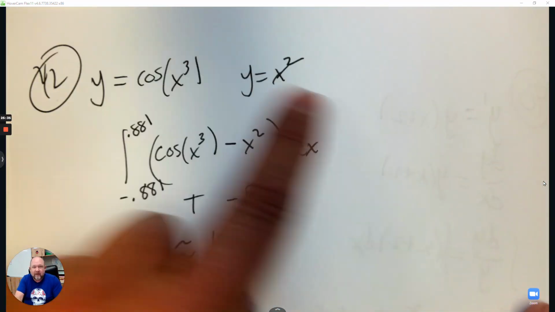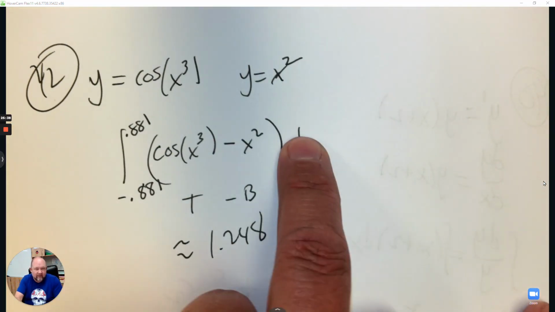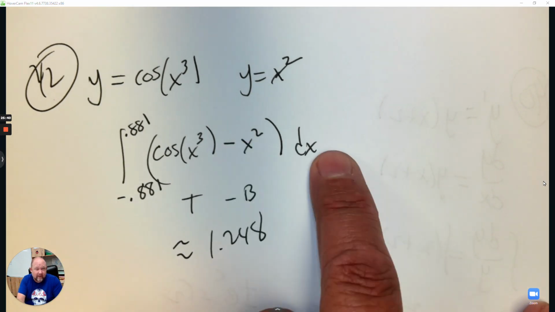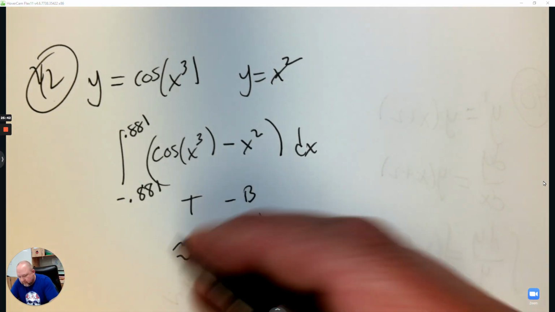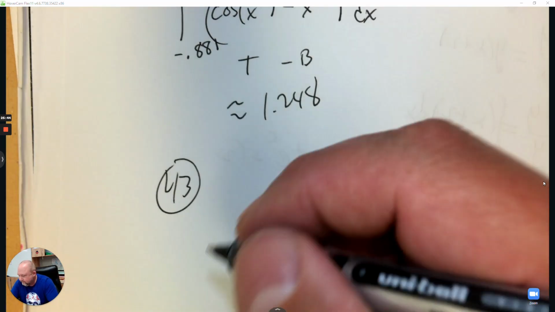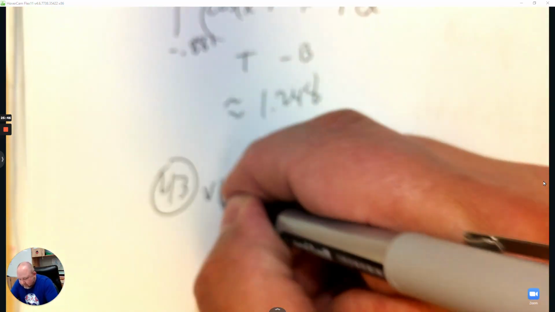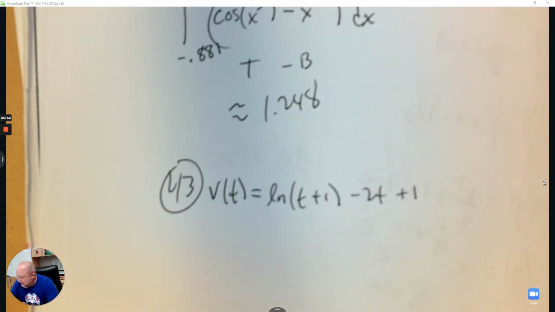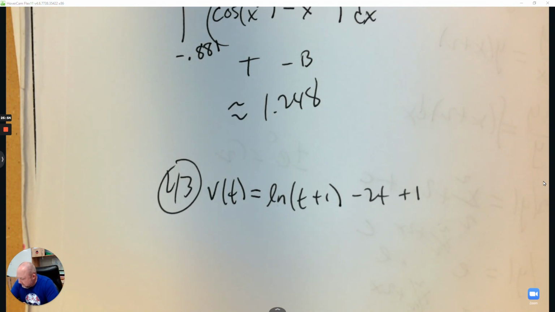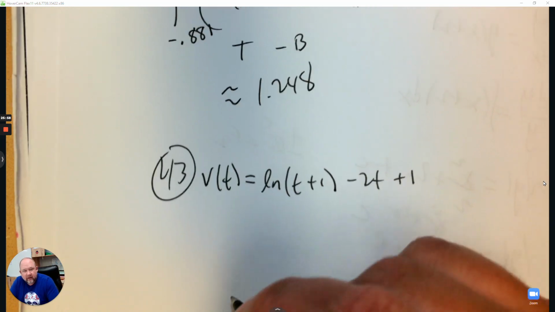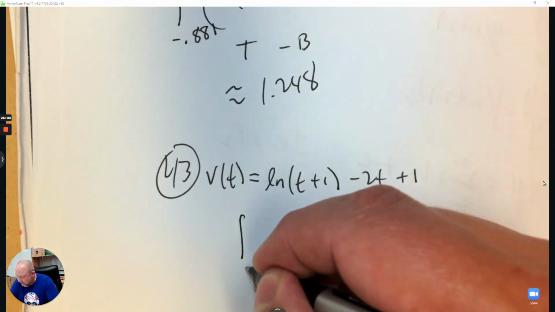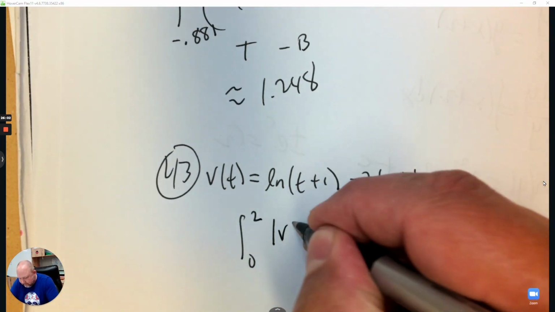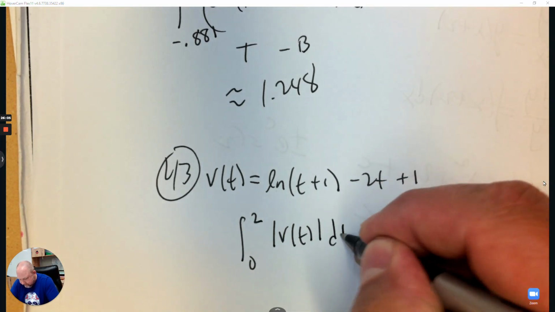All right, so we used our calculator and got the answer, but showed our work, right? And then the answer. 43. A particle moves along this, the velocity at any time. That's the velocity. Find the total distance traveled from 0 to 2. So for that, we're going to integrate from 0 to 2. It's the absolute value of the velocity.